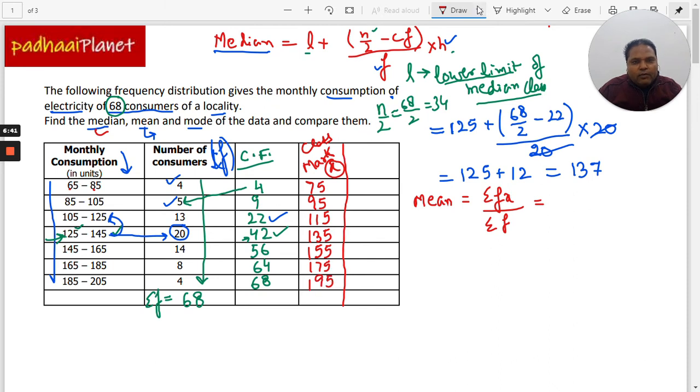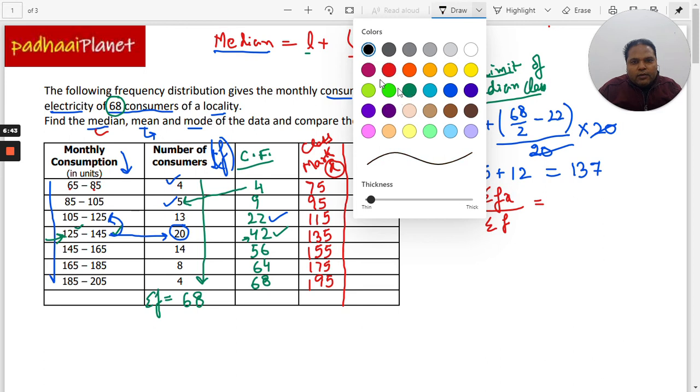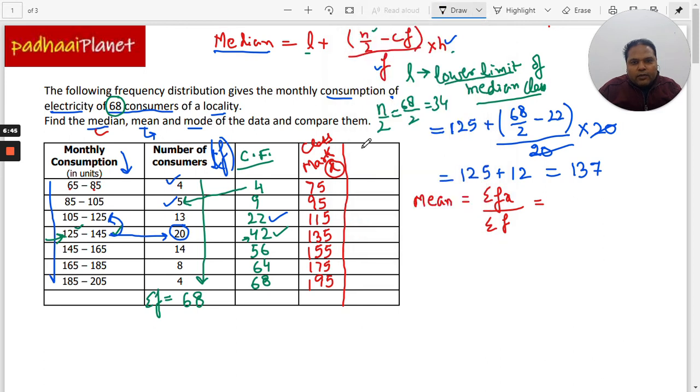Now here we will calculate fx. fx is simple: we multiply x with f and we get 300 here. I think we are running short of space, so I'll make it a little more compact here. So this is 300. Now 5 multiplied by 95 is 475.